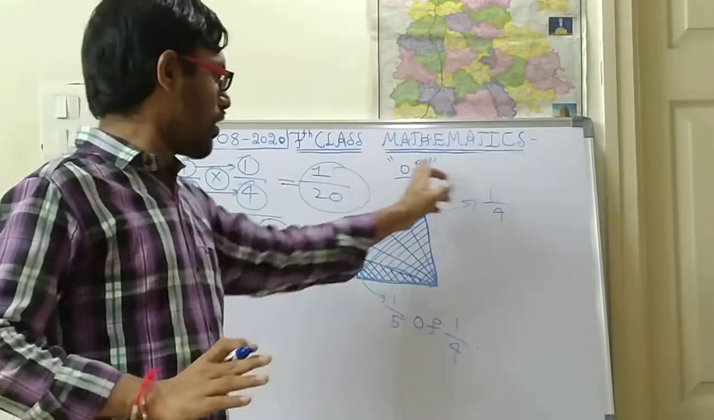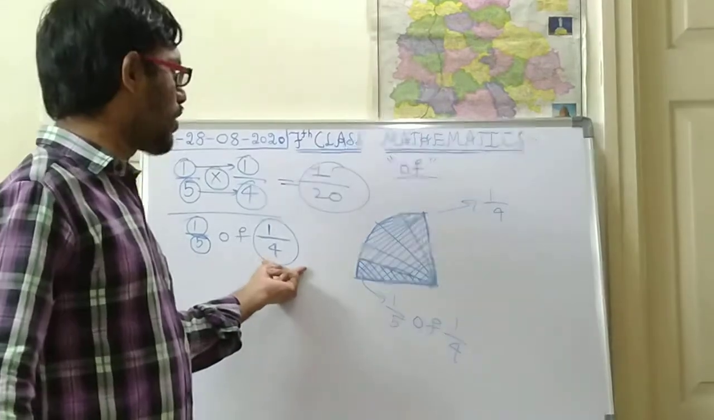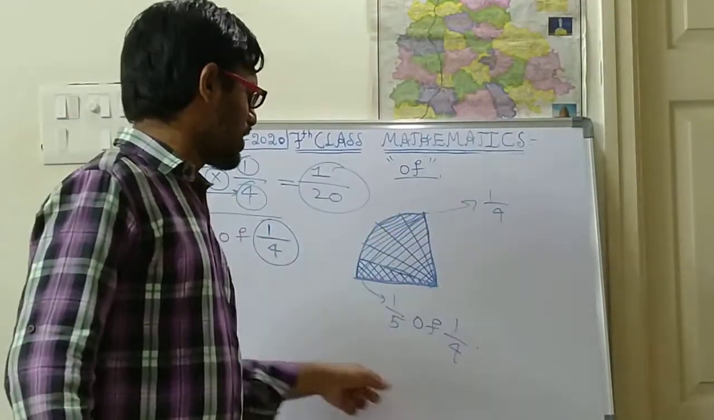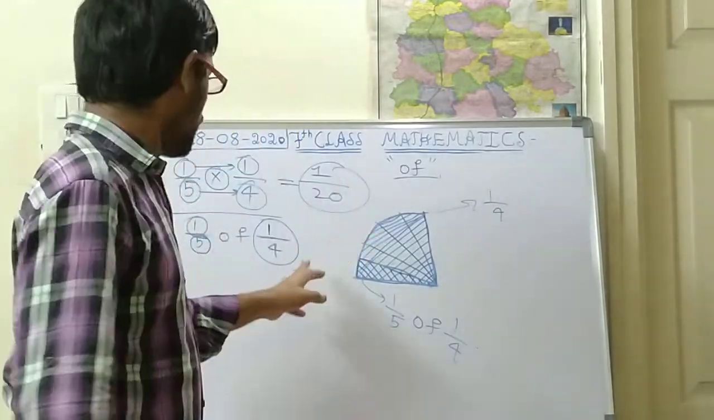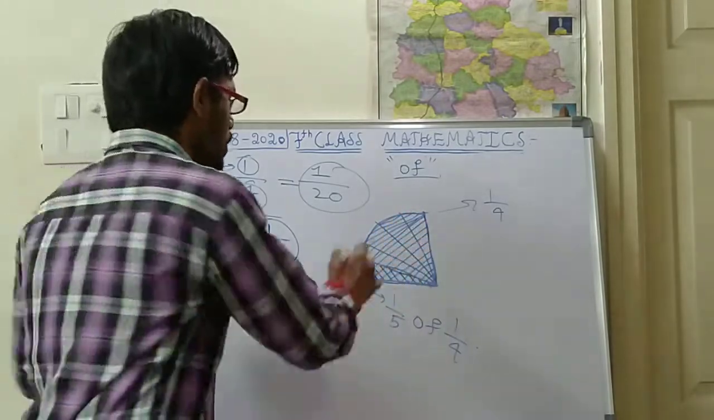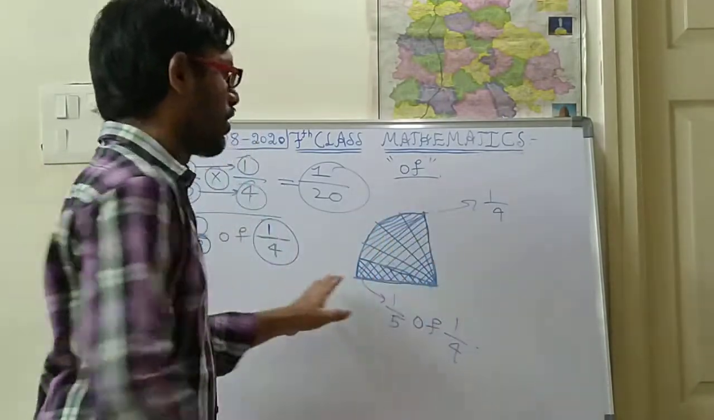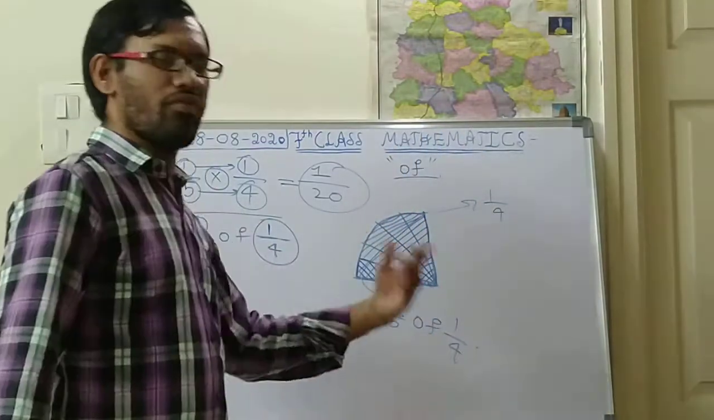Okay, so out of the total circle, first I have done this one, 1 by 4. 1 by 4 means the first circle I have divided into 4 parts. In the 4 parts, how many regions have I shaded? One region I have shaded. So this full region I have shaded. Now forget about these 3 parts.